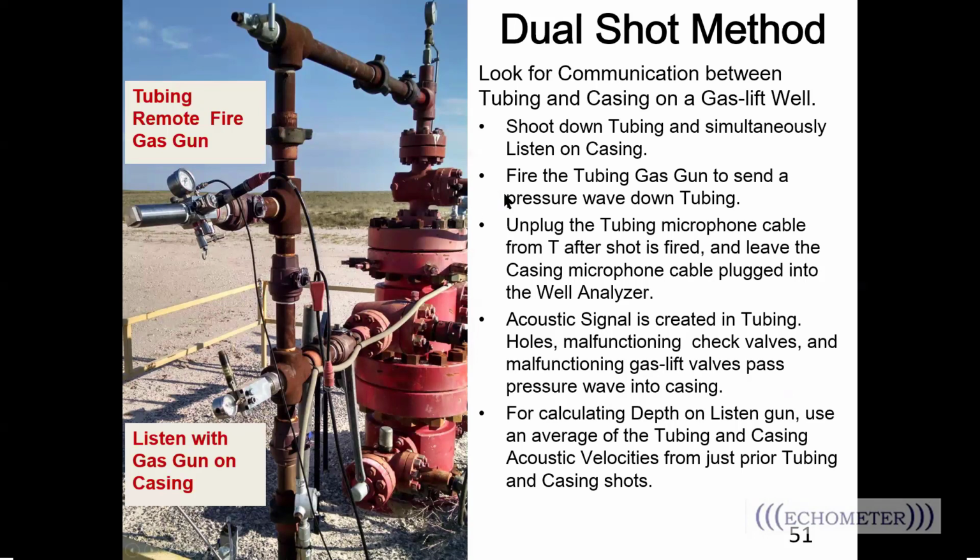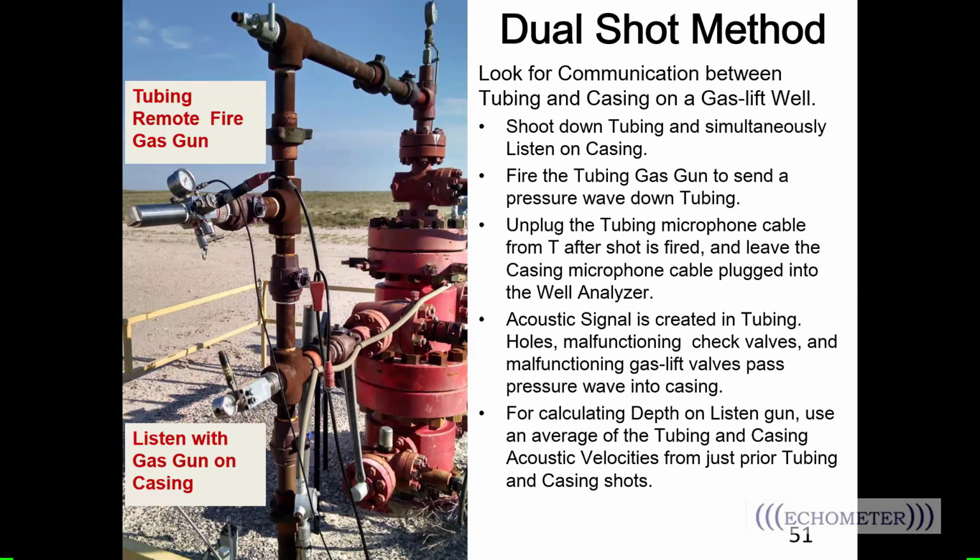So the way that happens is we fire the tubing gas gun to send a pressure wave down the tubing, then unplug the tubing microphone cable from the well analyzer. You'll see that this is using the well analyzer. You're going to unplug the tubing microphone cable from a T after the shot is fired. Leave the casing microphone cable plugged into the well analyzer.